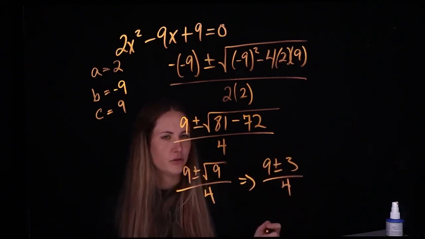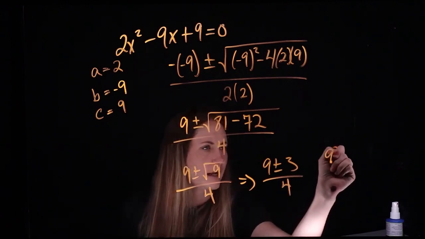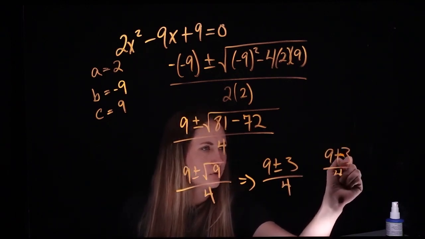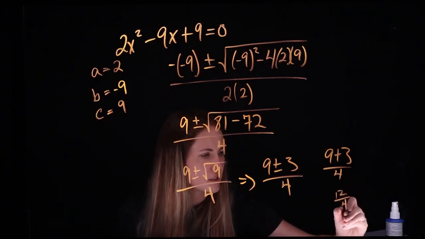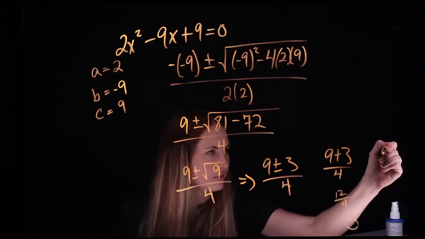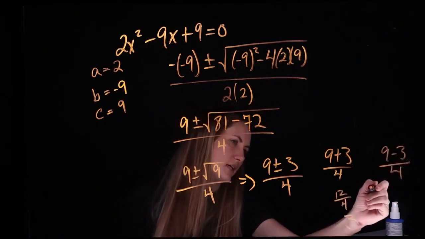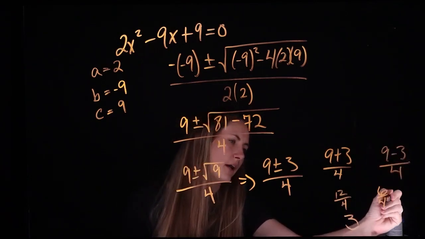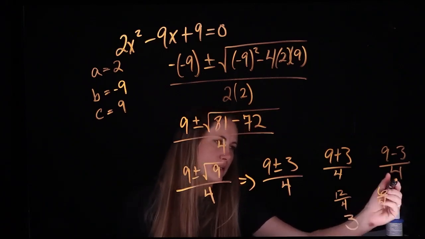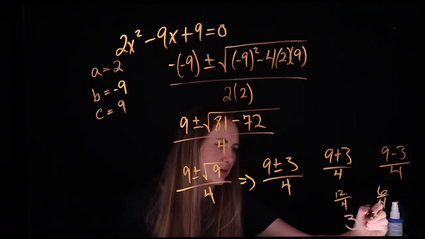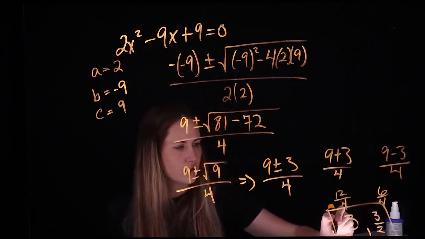Now I can actually do this problem because we no longer have a radical, so I'm going to have 9 plus 3 over 4, which would be 12 divided by 4, which gives us 3 here. And then I'm going to have 9 subtract 3 divided by 4. 9 subtract 3 gives us 6 over 4. This reduces, it doesn't divide though. 2 goes into 6 3 times, 2 goes into 4 2 times. So our solution set here is 3 and 3/2.